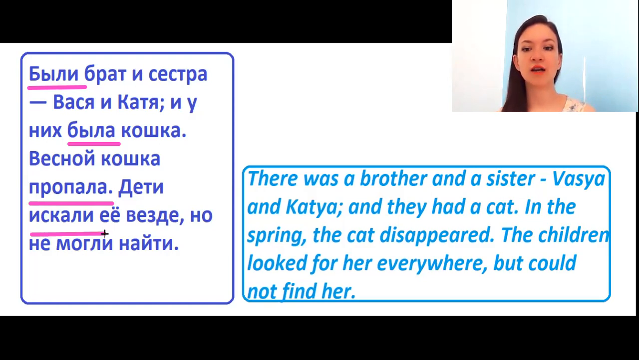Но не могли, but they couldn't. Also imperfective. Because it is a long process again. Но не могли найти. They couldn't find her. Найти is perfective verb because here we do not talk about process anymore. We talk about the result.